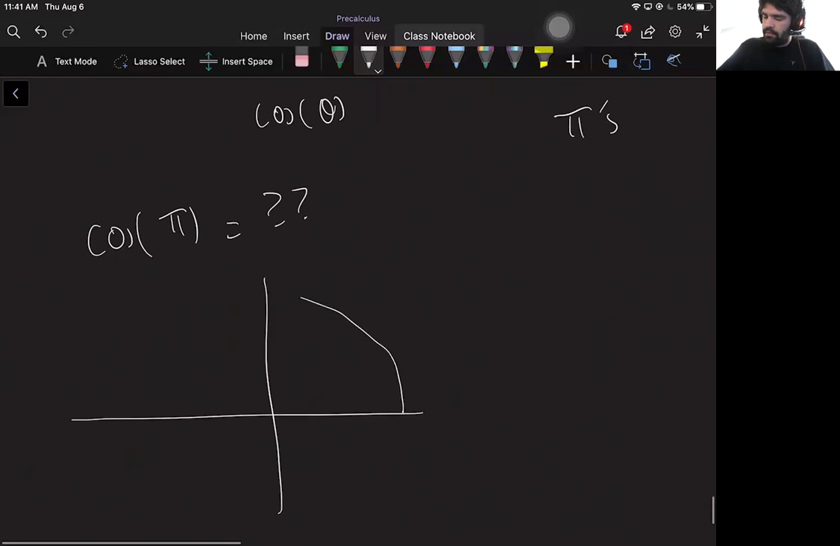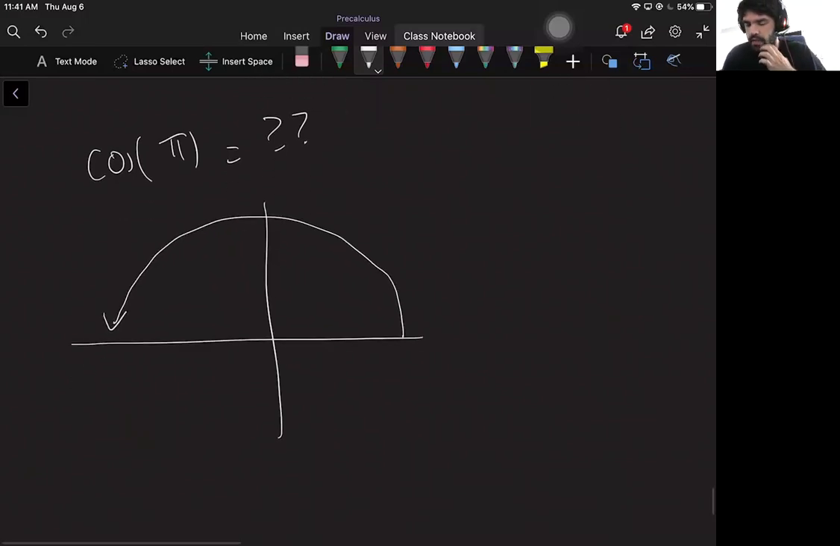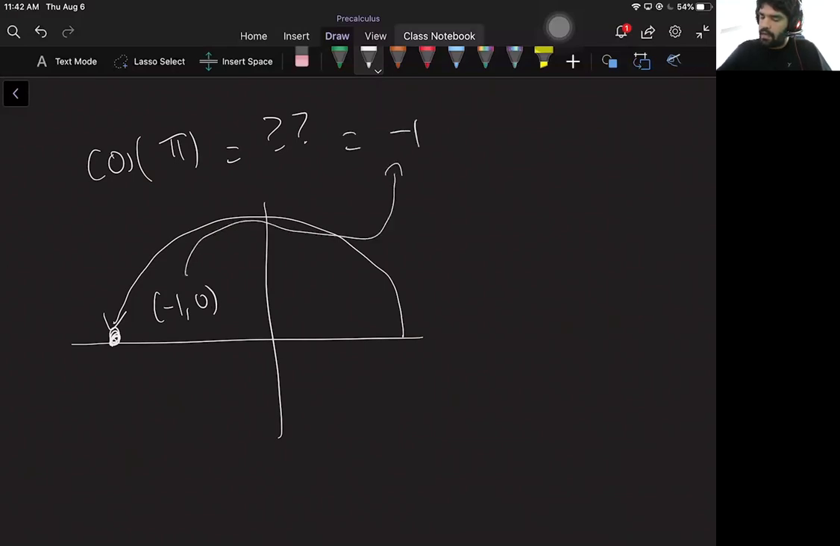Pi is just the half rotation all the way around. So that's pi. So what's the point on the unit circle there? You go left 1 and you don't go down or up, so 0. So cosine is the x coordinate, which would be -1, and sine is the y coordinate, which would be 0.